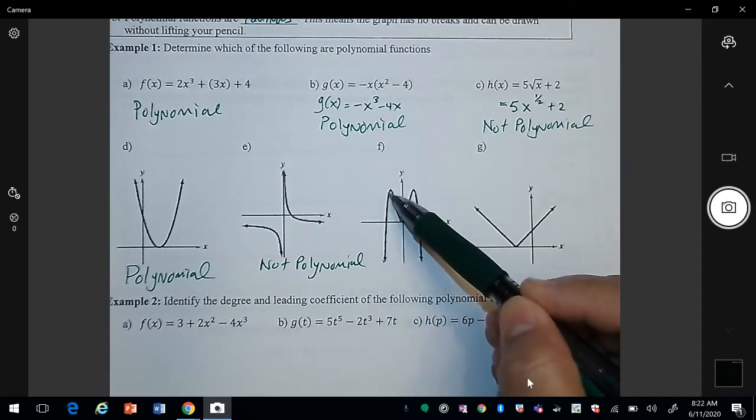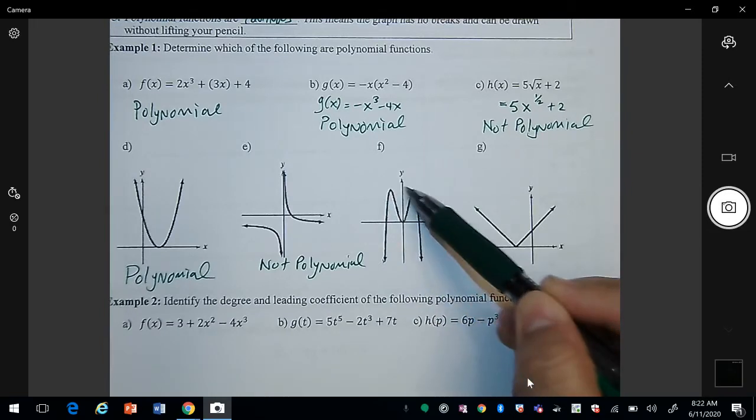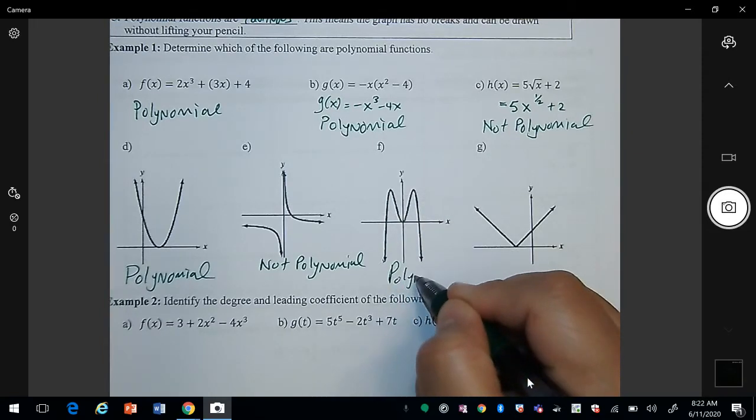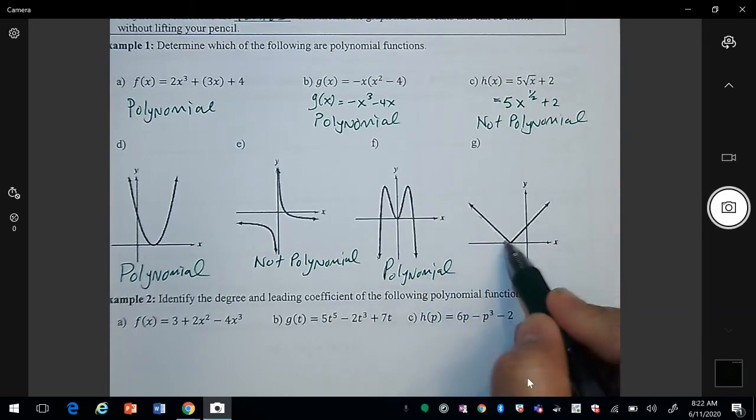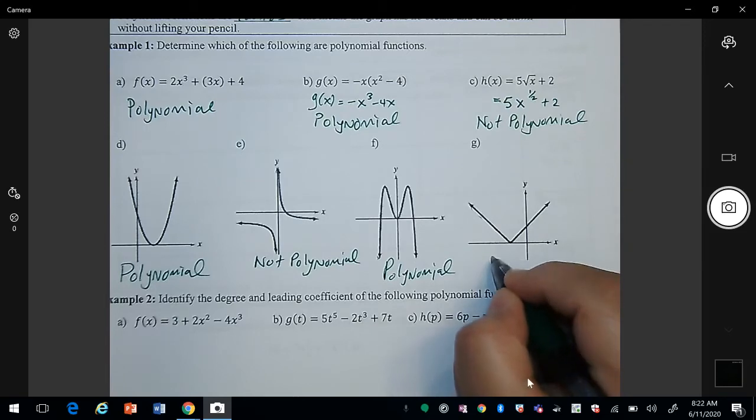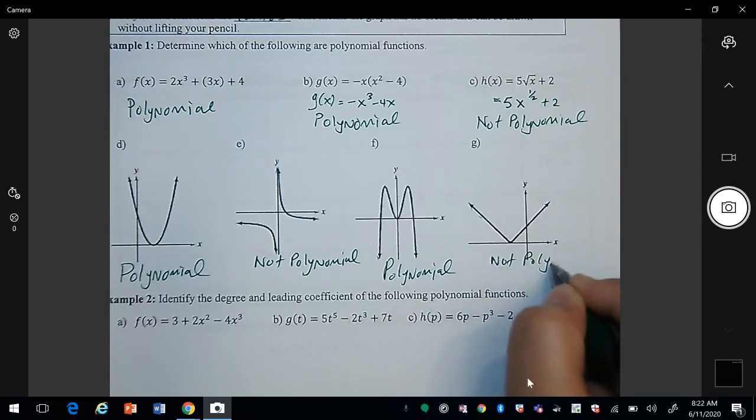Here, I can draw it without lifting my pencil. There are no sharp corners. So this would be a polynomial. And this one, I can draw without lifting my pencil, but there's a sharp corner here. So that's not a polynomial.